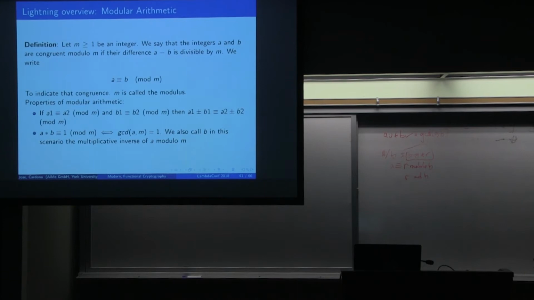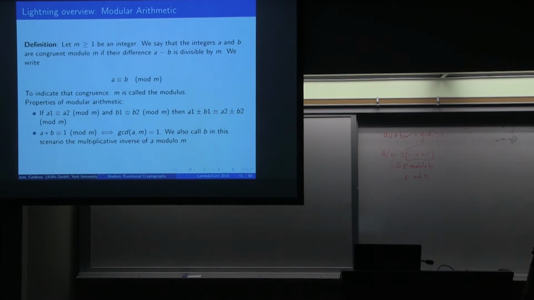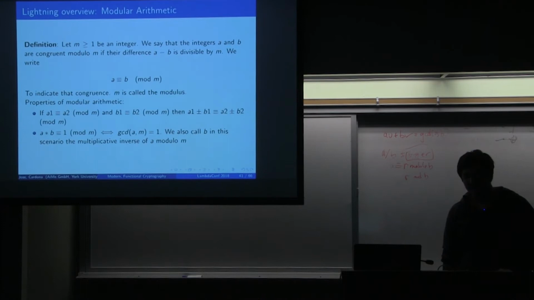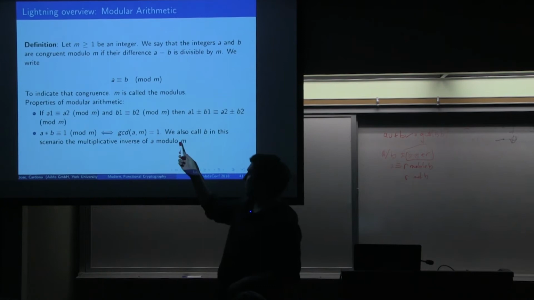But I want to go through this because I really want to get to elliptic curves. And now here's the nice thing about co-prime numbers: co-prime numbers have an inverse. What does this mean? In modular arithmetic, a number that is co-prime with the modulo, we call m the modulo, by the way. So when I say something modulo m, the modulus is m.